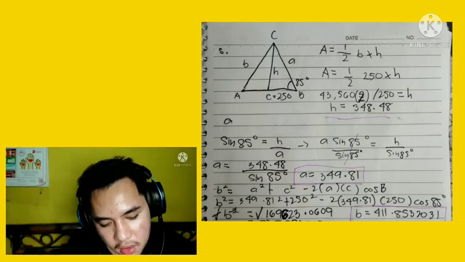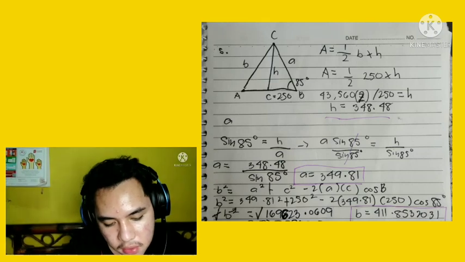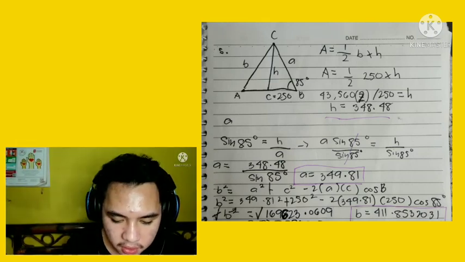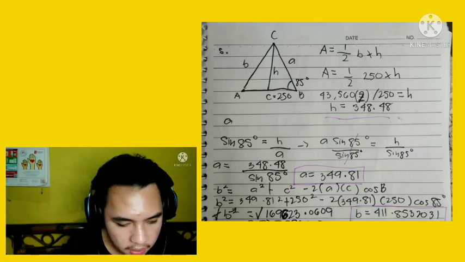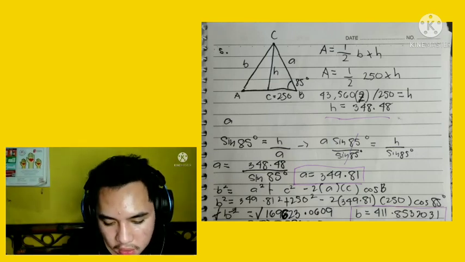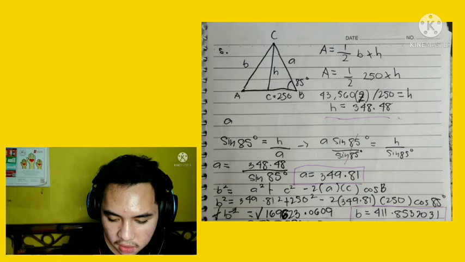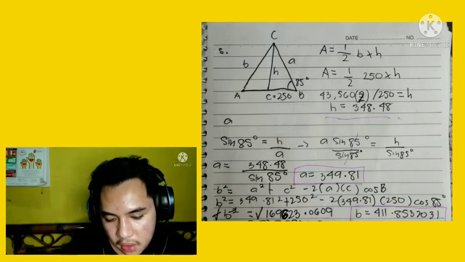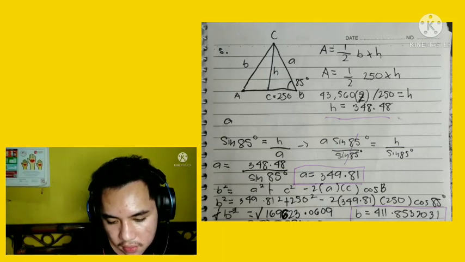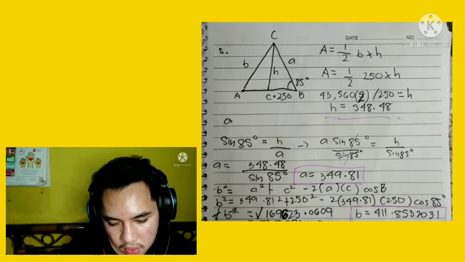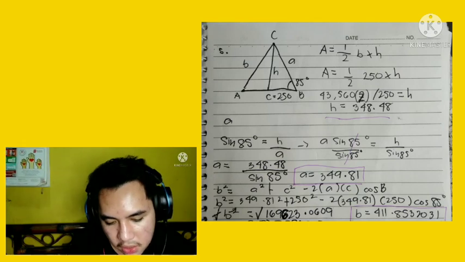Then we solve for our a. So sine 85 degrees equals h over a. So we can cross multiply. We have a sine 85 degrees equals h, and divide both sides by sine 85 degrees, and sine 85 degrees cancels out. So we have our a is equal to h, which is 348.48 over sine 85, and our a is equal to 349.81.